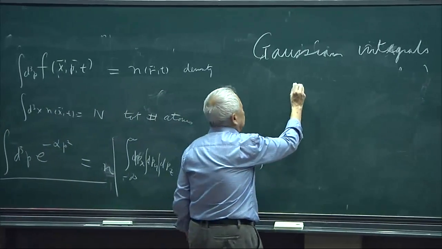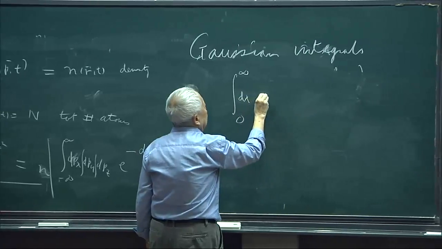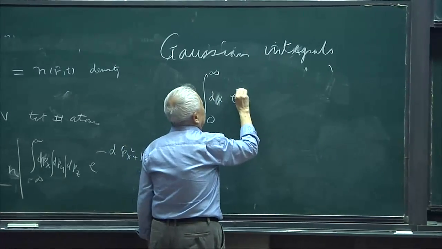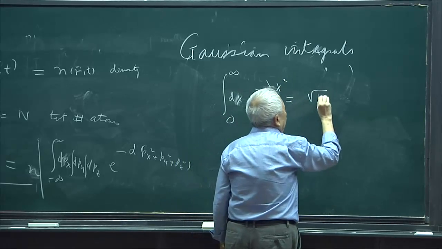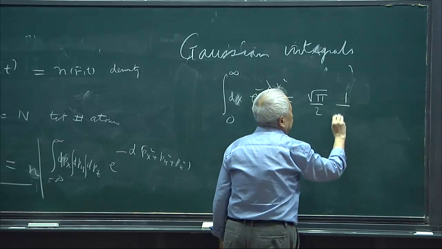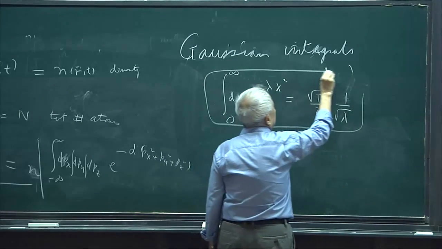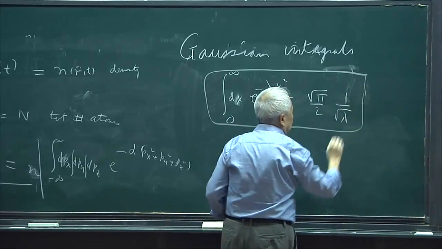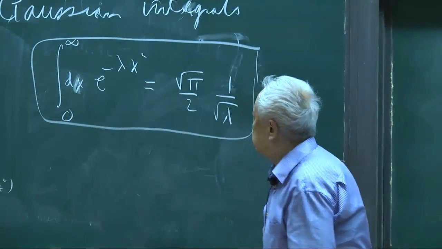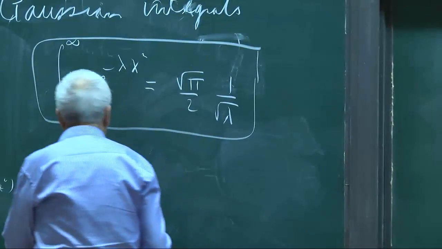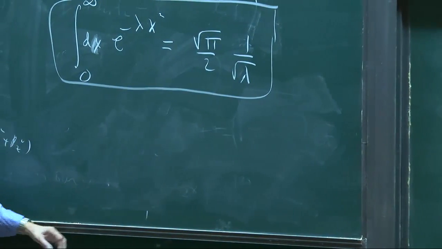The most basic one is this one, right? The integral from 0 to infinity dx e to the minus lambda x squared is equal to square root of pi over 2, times 1 over square root of lambda. That's the basic formula that we'll use. Once you have this formula, you can differentiate both sides with respect to lambda and bring down powers of x.